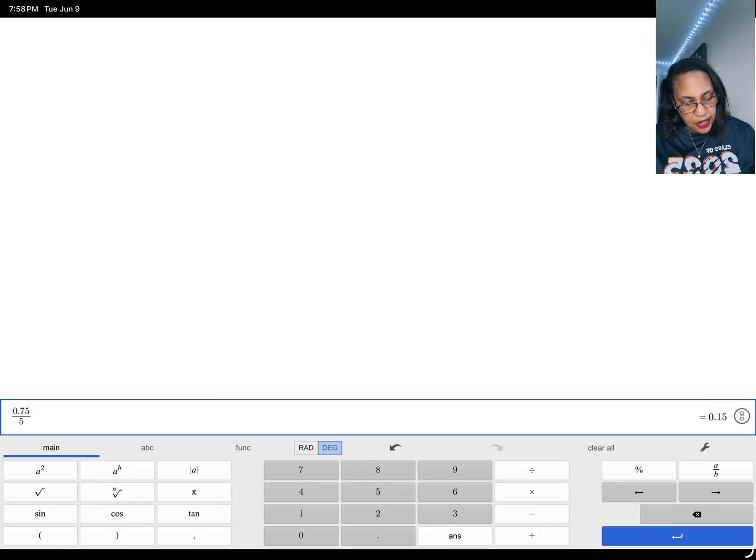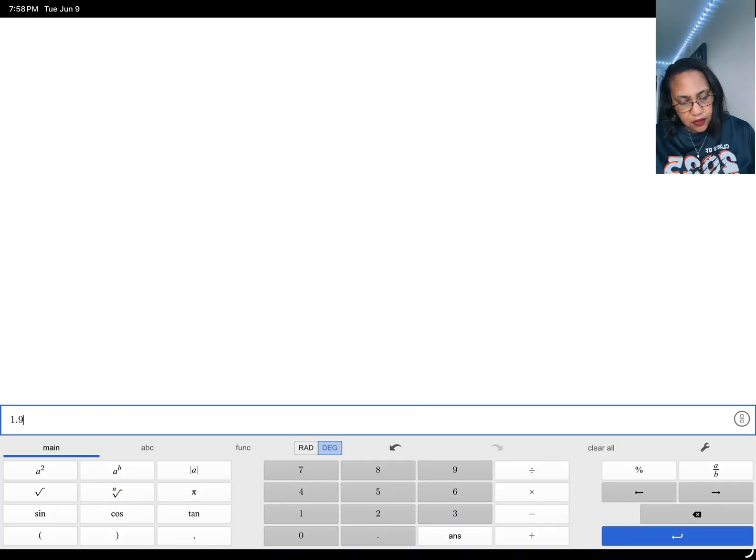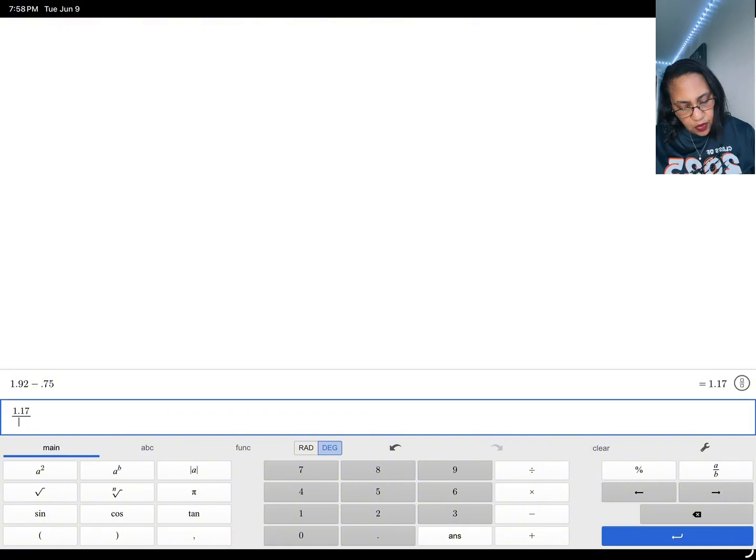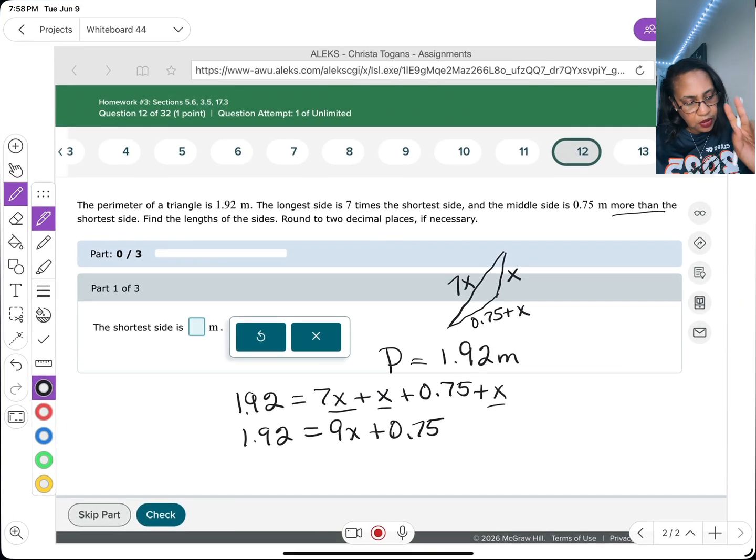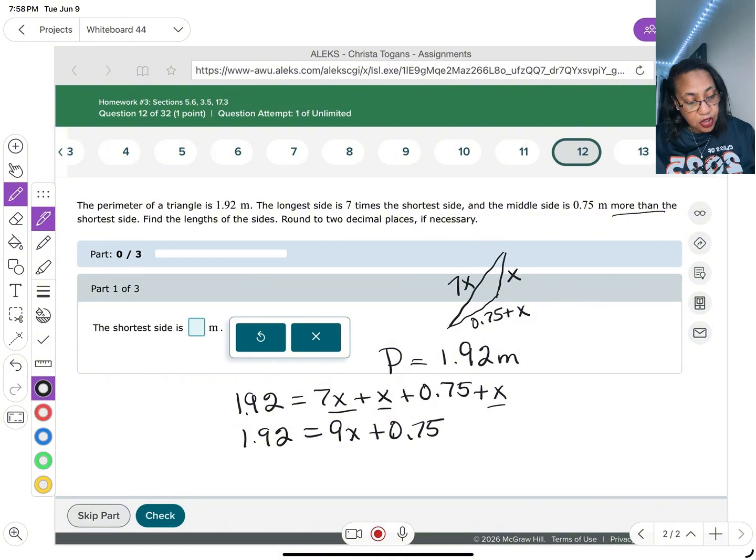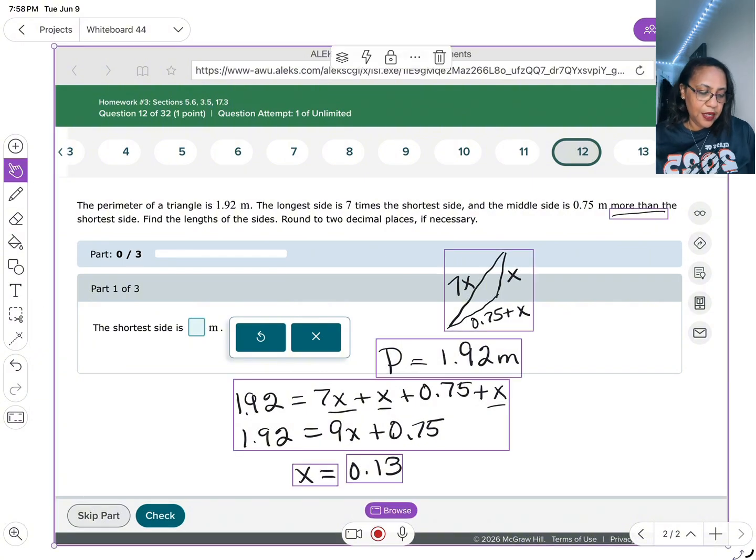So 1.92 minus 0.75. So 1.92 minus 0.75 equals 1.17. And then 1.17 divided by 9. I'm just taking care of 2 things at once. So I'm actually solving for x when I divide by 9. So I subtracted 0.75 and my x ended up being 0.13 in the end.